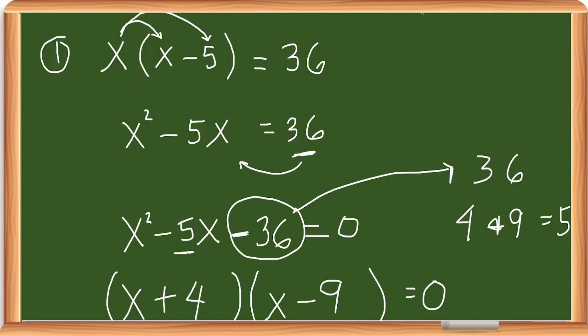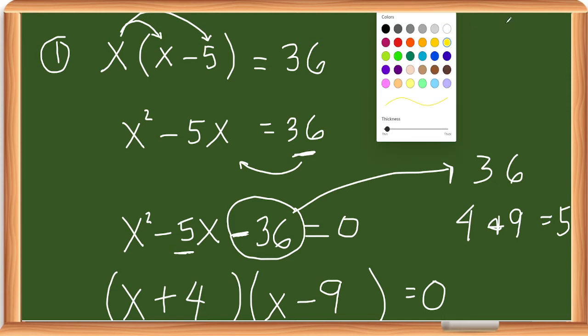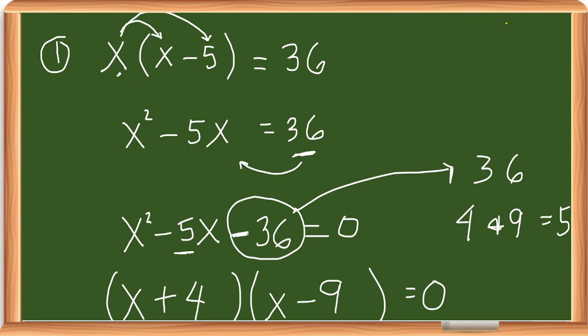Ito yung original equation. So, yung x gawin nating negative 4. Ito din, x din to, gawin nating negative 4 din to. Okay? Kasi yan yung solution mo, di ba? Now, tignan natin ngayon kung magiging equal siya sa 36. Let's erase this first.